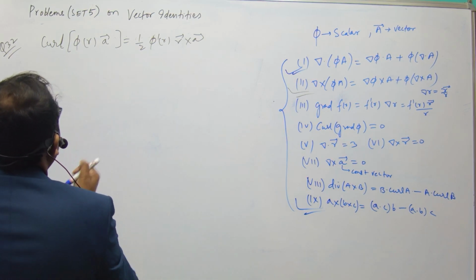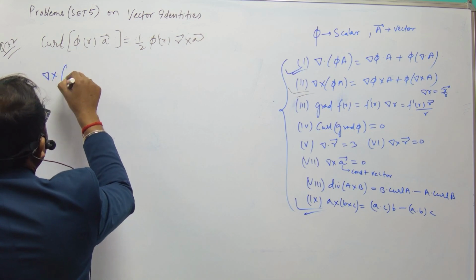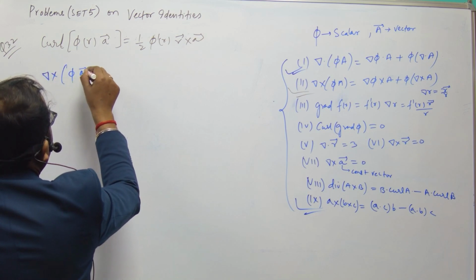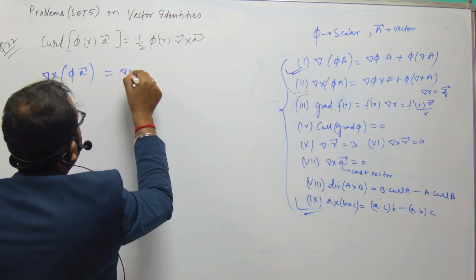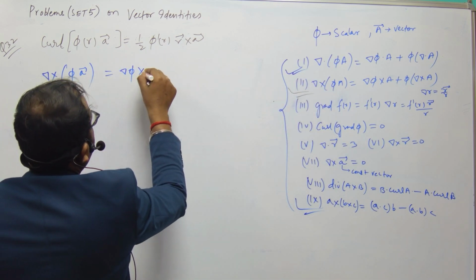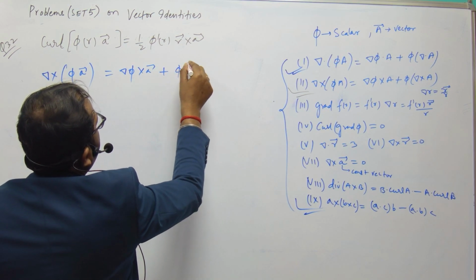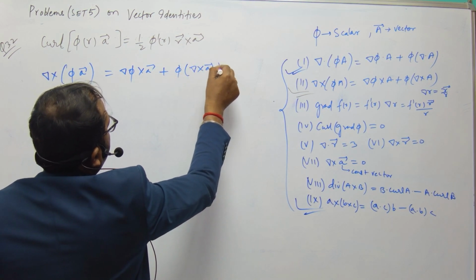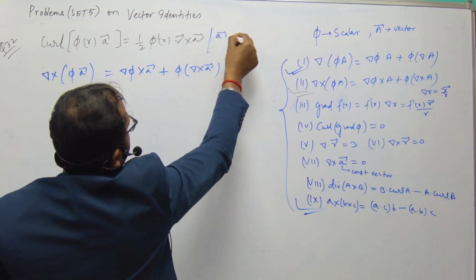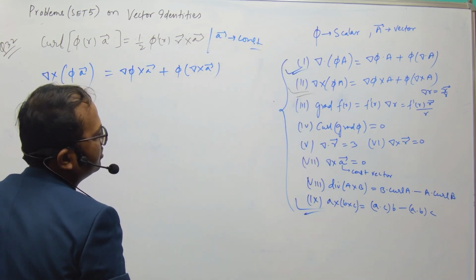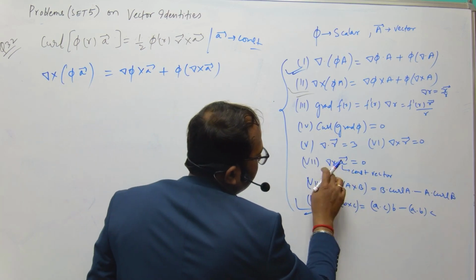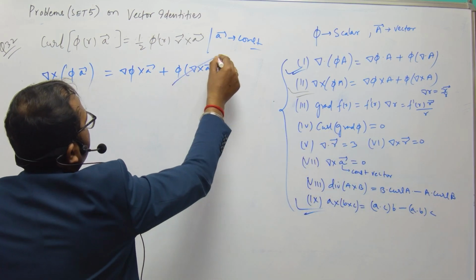We have curl of phi A, that is del cross phi A vector. Let us use this expansion: del phi cross A plus phi times del cross A, where A is a constant vector. Del cross a constant vector is 0, so this is straight away 0.